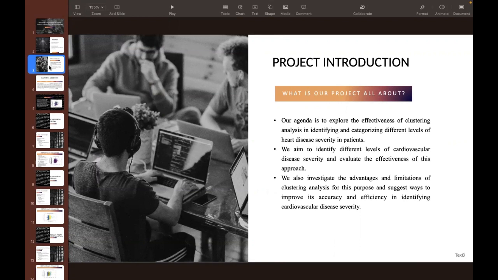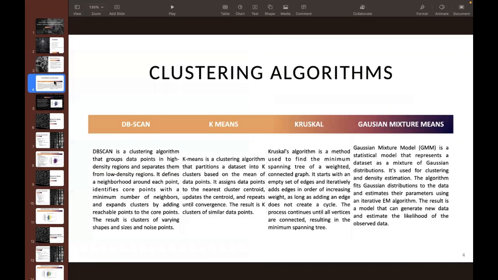To further improve the clustering process for identifying cardiovascular disease severity, we plan to explore various clustering algorithms. We will analyze the results of these algorithms and determine the most efficient algorithm for this problem by considering the efficiency of the clustering algorithms. So the different algorithms that we have analyzed with our patient data are the DBSCAN algorithm, K-means, Kruskal, and the Gaussian mixture algorithm. Now my teammates will explain in detail the data set and each algorithm's workings and results.